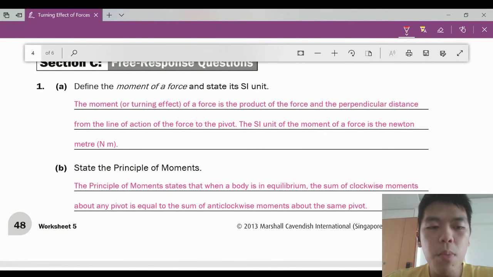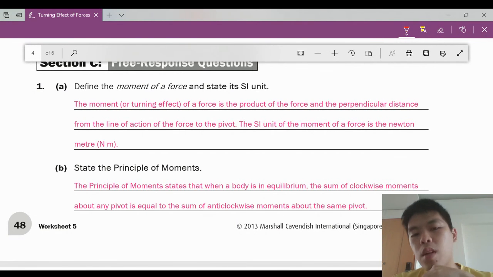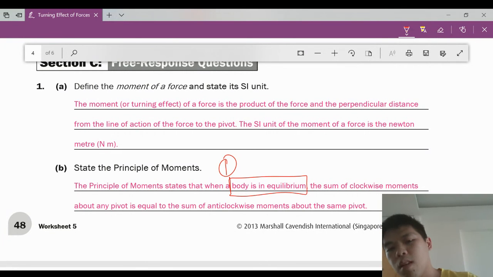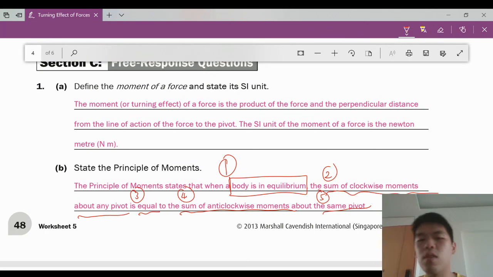State the principle of moments. The principle of moments is that when the body is in equilibrium, the sum of the clockwise moments about any pivot is equal to the sum of the anti-clockwise moments about the same pivot. So you must be able to state that the body must be in equilibrium first. These are the few points that you must have.